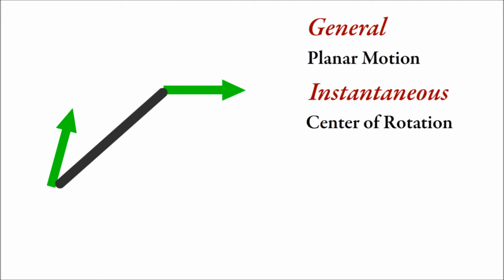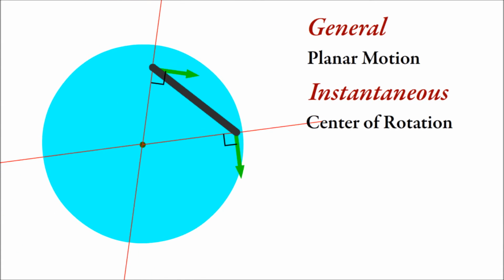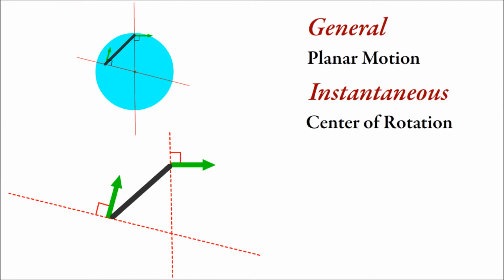If you have a bar at a certain instant with known velocities at 2 points, you can find the center. During rotation, each velocity is perpendicular to a line intersecting the center. If you draw lines that are perpendicular to the velocities, they will intersect at the center.